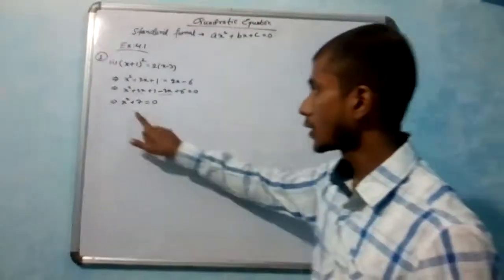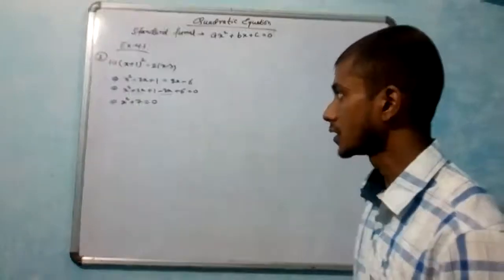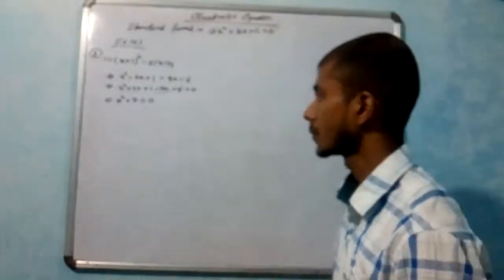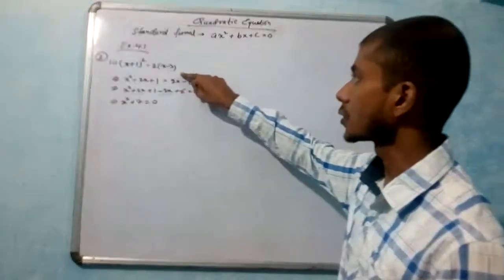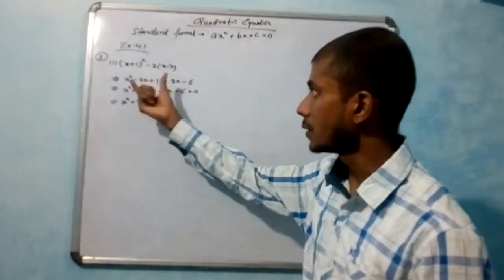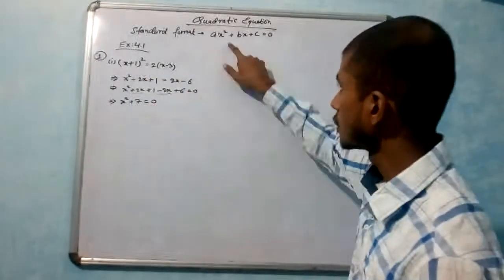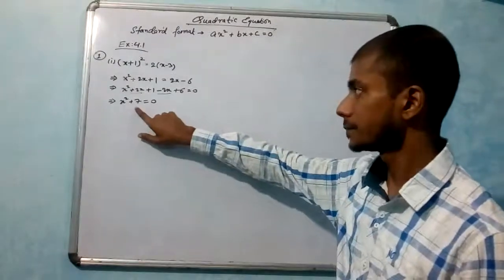So actually we do not have to find the value of x right now. It is not asking to solve the equation. It's just asking whether this can be called a quadratic equation or not. So what we did, we opened, we simplified, we tried to bring it into the ax square plus bx plus c is equal to 0 form, and we got something like this.